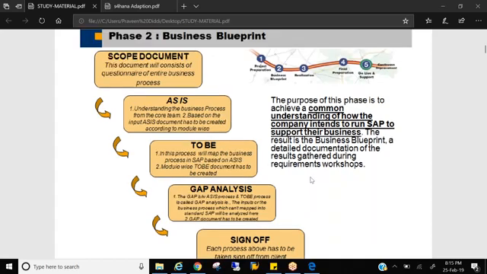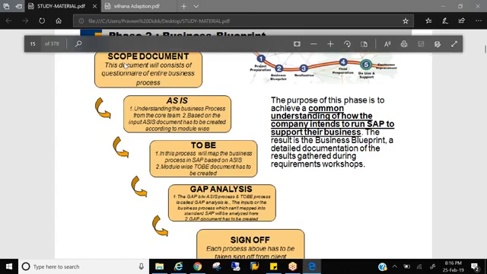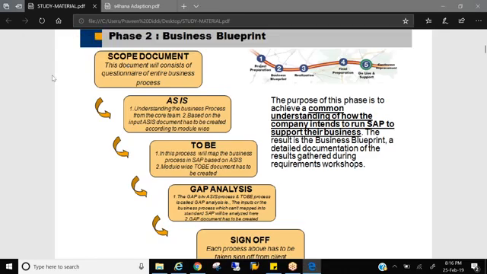So how do you start the BBP? That is through a scope document. What do you mean by scope technically, anyone? What is scope? Possibility, right? Scope means the possibility.